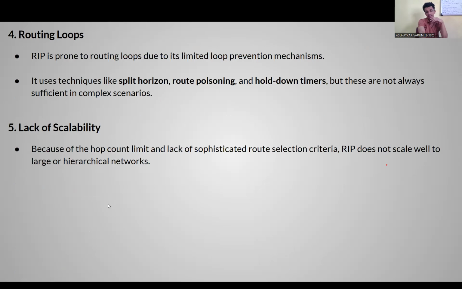Again, this protocol can't be a scalable protocol. As we increase the size of the network, due to this limited path in terms of hops, there is a lack of scalability and the routing loop problem. Again, split horizon, poisoning, and hold down timers are features of the RIP protocol. These techniques help, but are not always sufficient for complex scenarios, as I discussed.